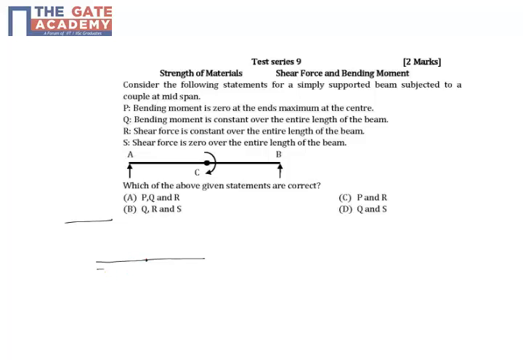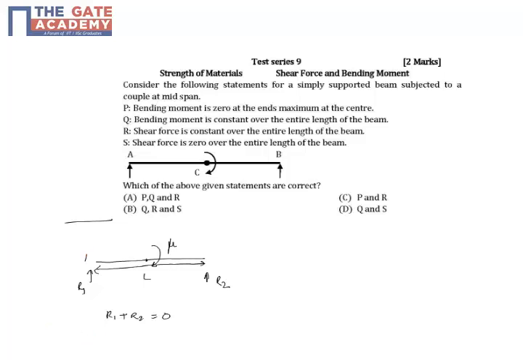Okay, so what we do is we assume that the entire length is L and this is couple M, and these are reactions R1 and R2. So let's first find these out so that we can easily draw the shear force and bending moment diagram, and then we can check with the given statements. So now force balance will give R1 plus R2 equals 0 because there is no external load.